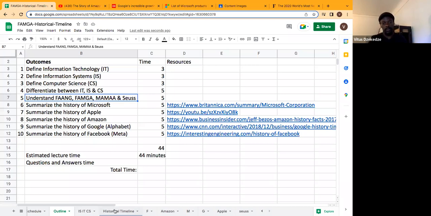M for Metaverse, that's Facebook. A for Apple, M for Microsoft, A for Alphabet, and A for Amazon. And the SUS, that's for Spotify, Etsy, Uber, Square, and Salesforce. And we're able to summarize the history of FAMGA. And any questions you have?